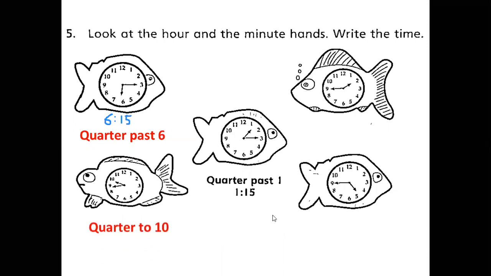Here 15 minutes are remaining to 10 o'clock, meaning quarter to 10. Here quarter to 2 means 15 minutes are remaining to 2 o'clock. Here 15 minutes remaining to 5 o'clock. You can also write quarter to 10 as 9:45.